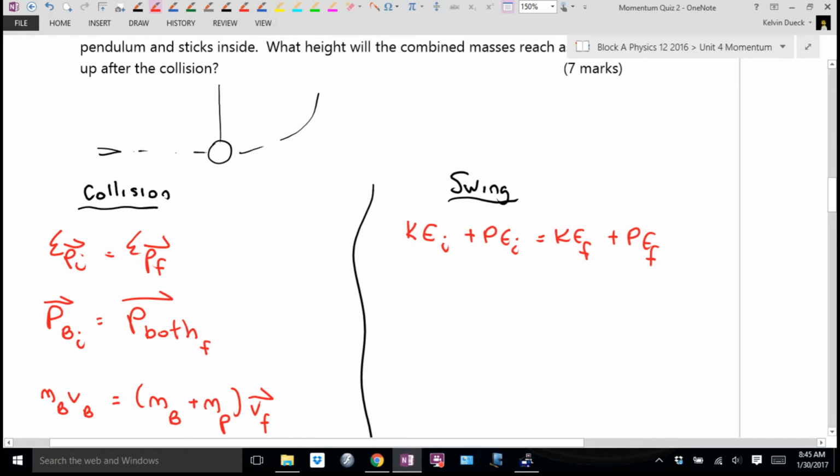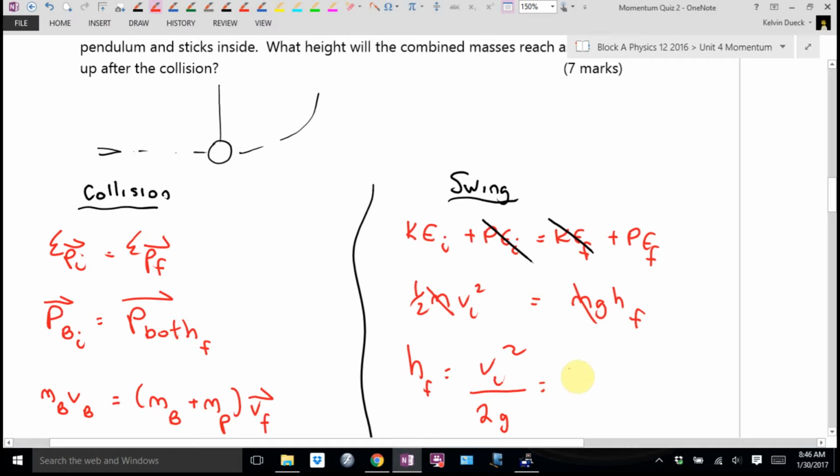Are any of these zero? I think potential energy initial, and I think kinetic energy final. At the top for a split second it's come to a stop. So I'm going to get a half m v initial squared equals m g h final. Now this mass is the mass of both. I would normally say be really careful, but conveniently the masses cancel. In fact, I think I'm going to get the final height is going to be v initial squared divided by 2g.